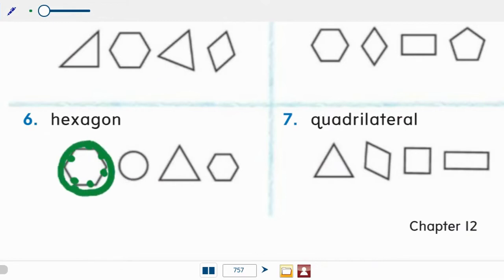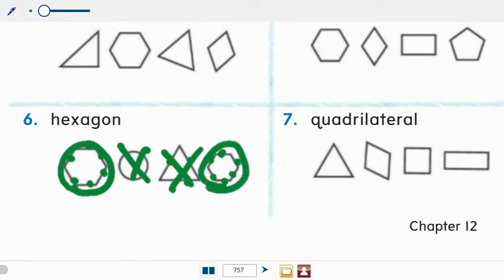The next one, I've got a circle. Well, a circle has no sides or angles, so I don't want that. Next up, I've got one, two, three. That does not work. So my last one, I've got one, two, three, four, five, and six. That works. We've got two hexagons.